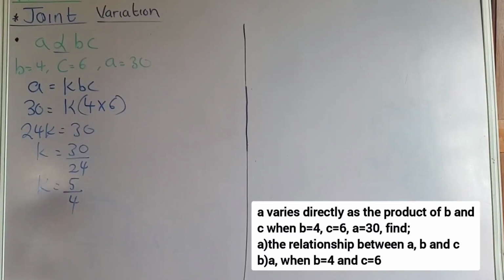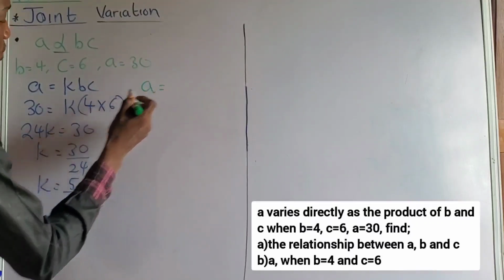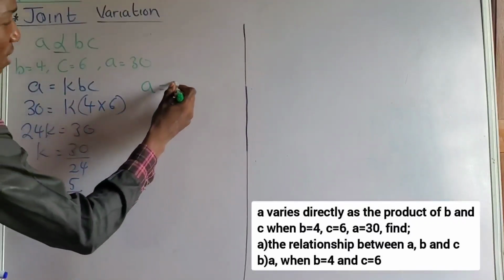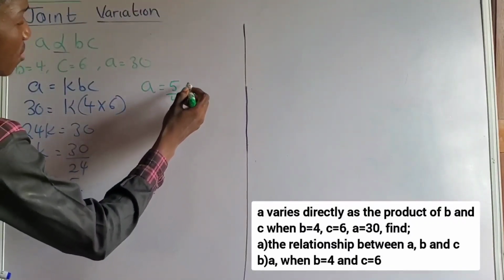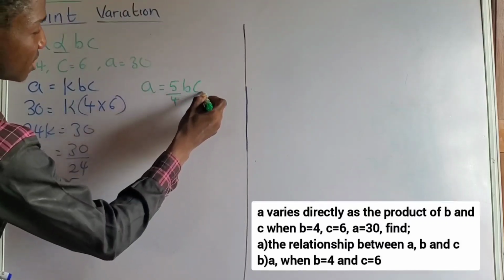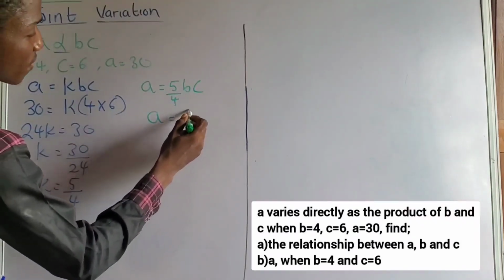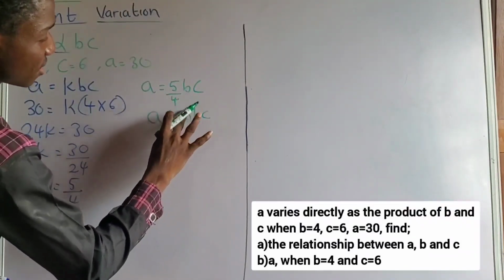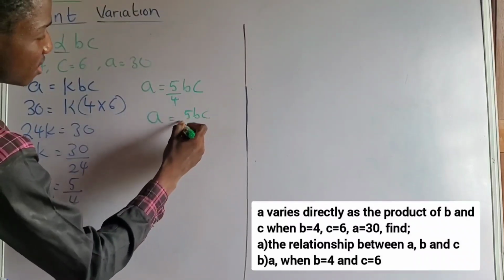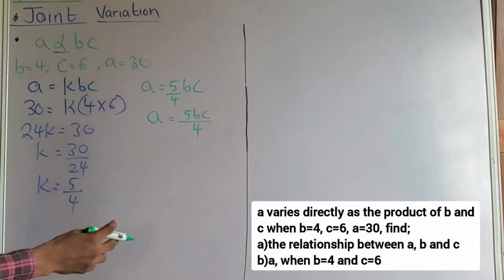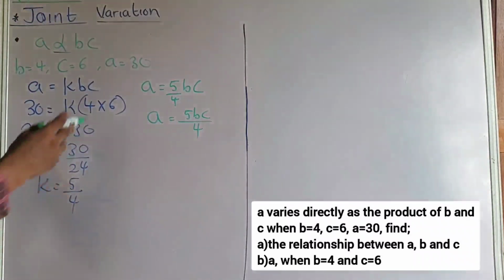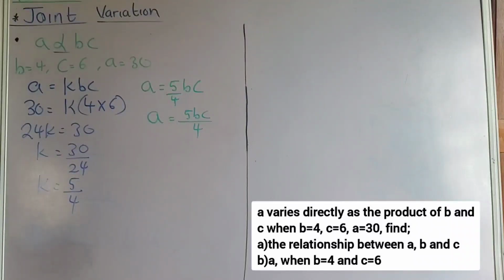Otherwise, you are not going to earn your full mark. Okay? So, I'm going to have A equals K, where K is 5 over 4. I'm going to have 5 over 4 multiplied by B multiplied by C. Do you understand? Or A equals 5BC all over 4. If you put it like this, or the other way, you are still correct. Okay, so that's the relationship that exists between A, B, and C.